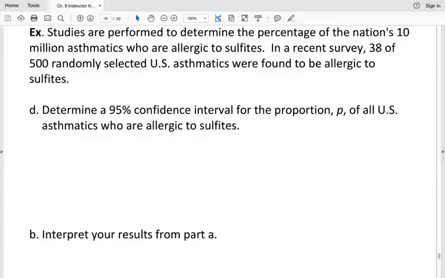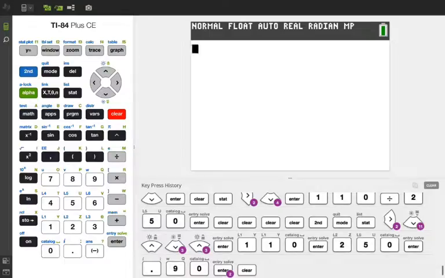We've got 10 million asthmatics, so certainly 500 asthmatics is not 5% of the population. Or in other words, the population is definitely 20 times larger than our sample group here. We do have 10 in each category. We have 38 who are allergic to sulfites, and then 462, if we find the complement of that, who are not allergic to sulfites. So we've got at least 10 in each category. Now, we definitely have a population proportion, 38 out of 500.